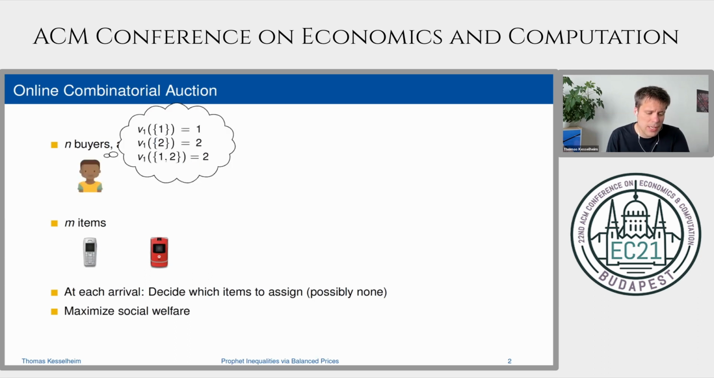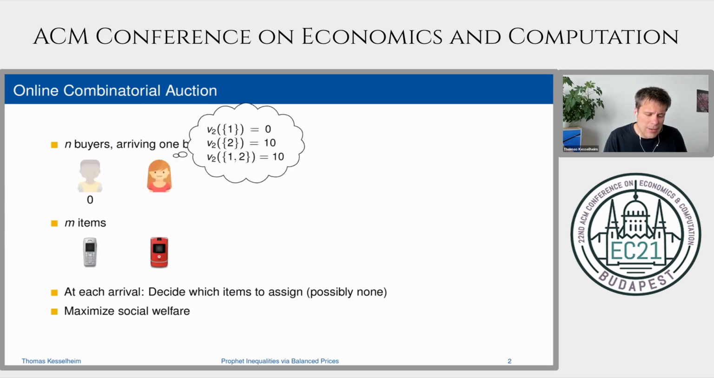So for example, this guy might show up, he would have a value of 1 for the first item, a value of 2 for the second item, a value of 2 for both items together. Let's not give him anything. This lady now has a value of 0 for the first item, a value of 10 for the second item, and a value of 10 for both items together. Let's give her the second item.